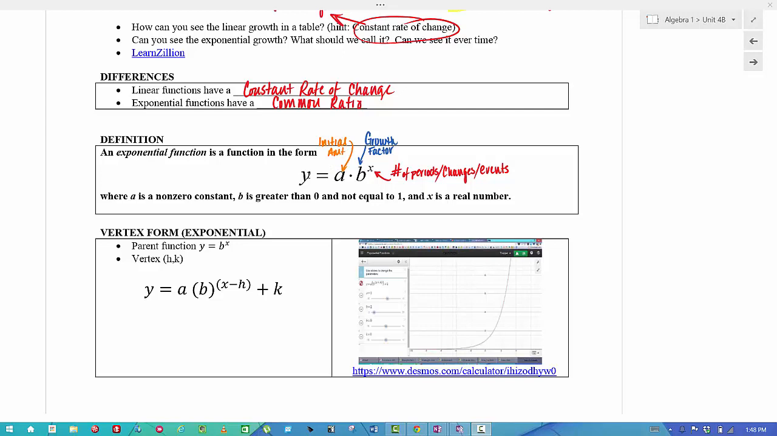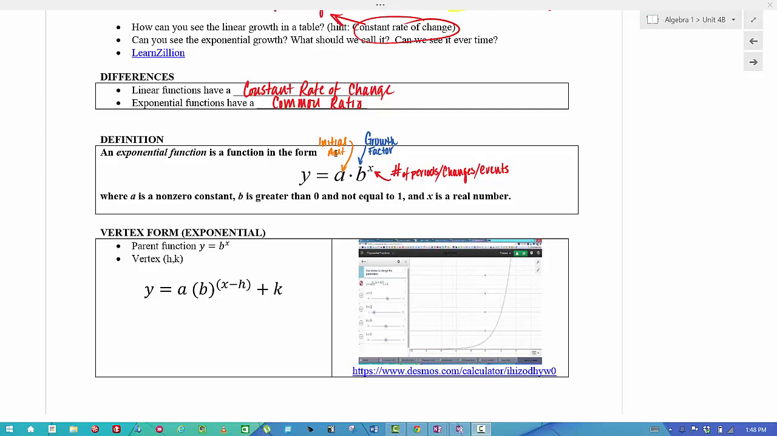Not the parent function, but a base form of it. It'll look something like this. So y equals, indicate that it's a function. You're going to have an a value or something multiplied here in the front. And what we like to refer to that as is an initial amount. Okay, that can be lots of different things. Money, product, animals, bacteria, populations, people, lots of different things.